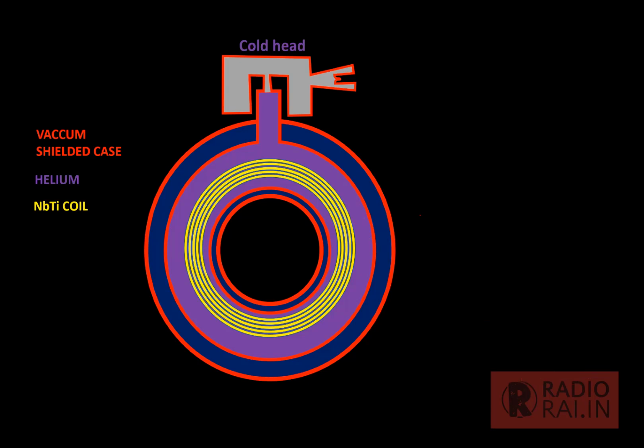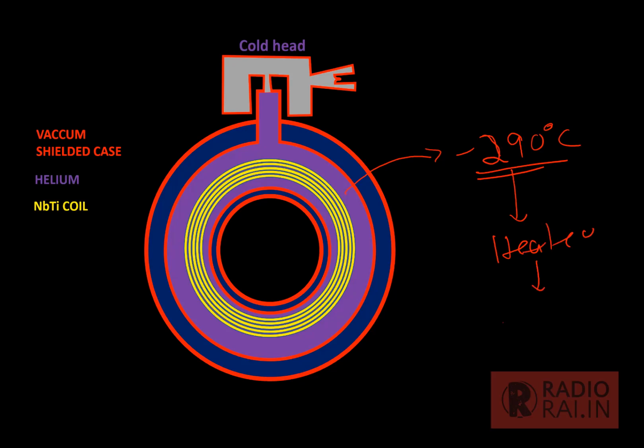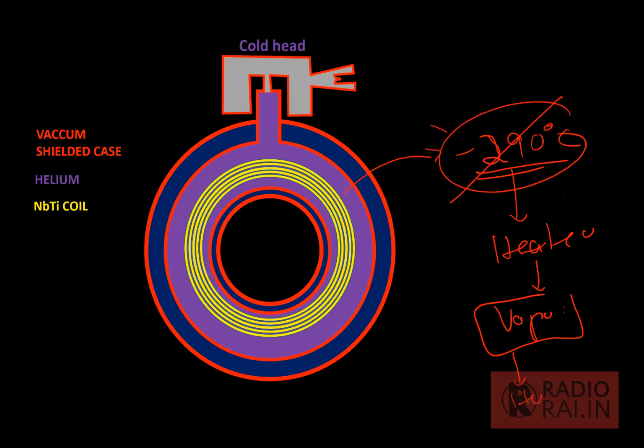Now this helium can get heated up because these niobium titanium coils are not ideal superconductors. They will have a little bit of resistance, so there will be a little heat production. Whenever there is heat production, what will happen to this minus 290 degrees Celsius helium? It will start getting heated up, and it will undergo vaporization. These vapors will lead to loss of the helium, so the minus 290 degree temperature is no longer maintained.